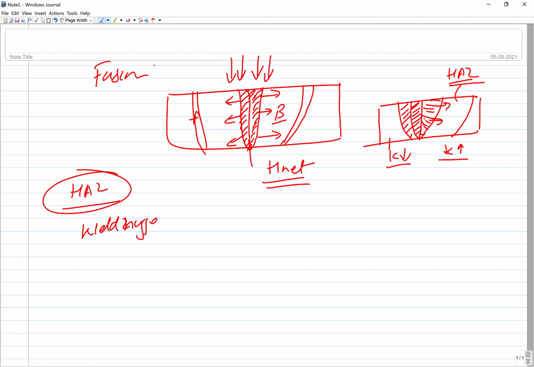Okay, or the weld zone or weld nugget zone or weld interface, you can say anything. So what are those problems and how to find where the problem is? To understand that, we have to take a simple approach.